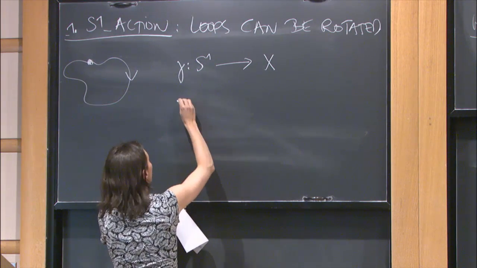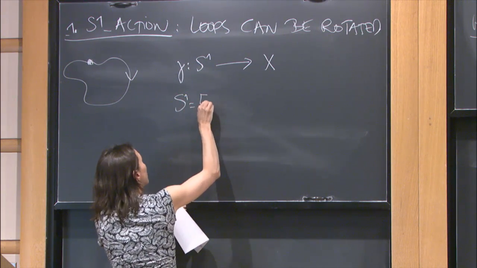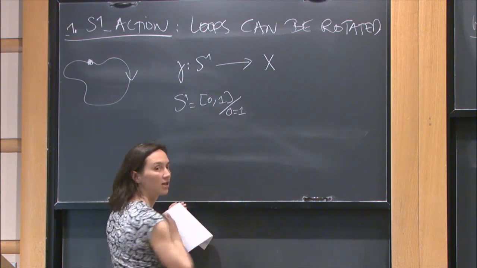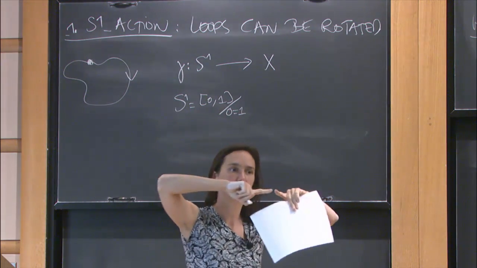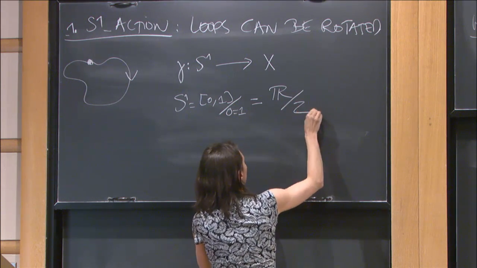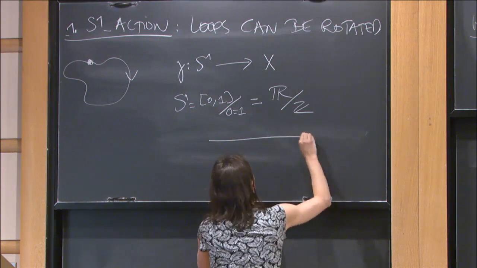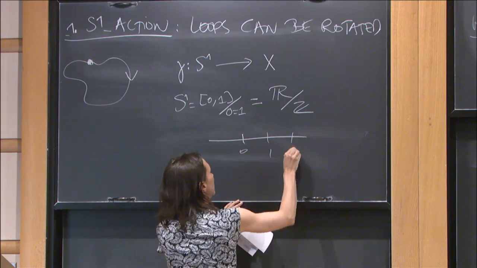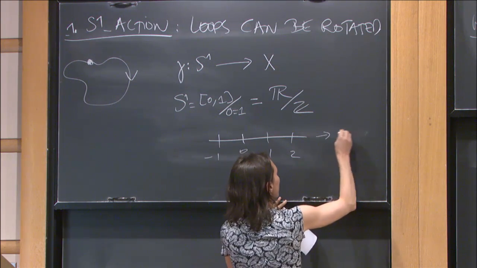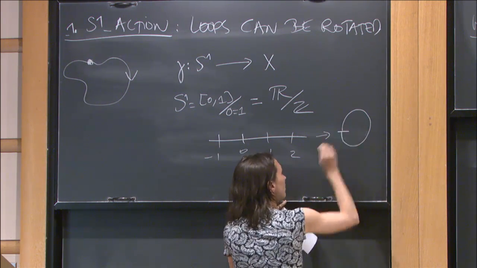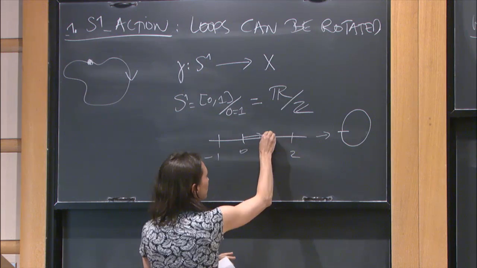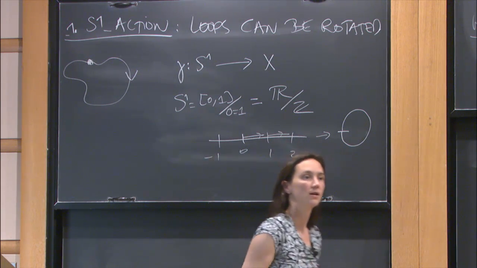Let's start talking about what is S1. S1 for me is going to be the interval [0,1] modulo 0 equals 1. I'm gluing the interval on itself. But I also will think of it as R modulo the integers, right? I'm thinking 0, 1, 2, minus 1. This is R modulo the integers, and I can wrap them around my circle, and I go around my loop here, but I can do it again and again and again, okay?